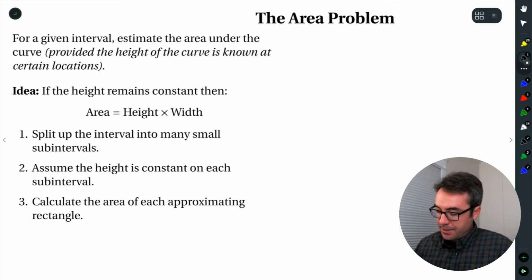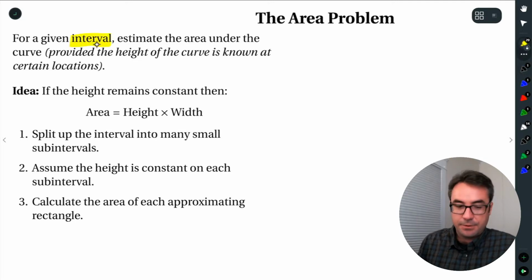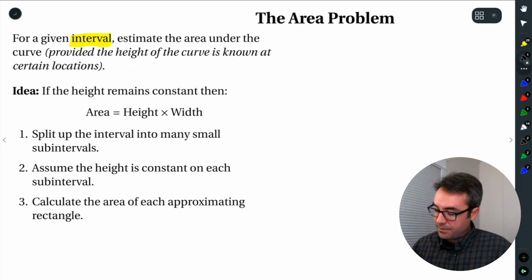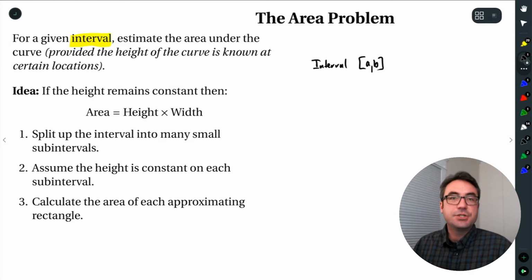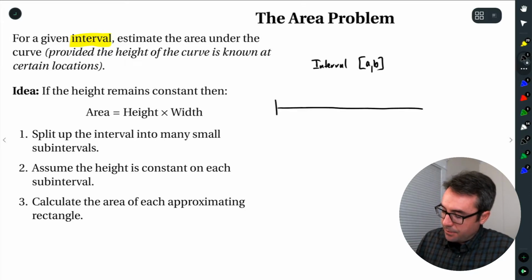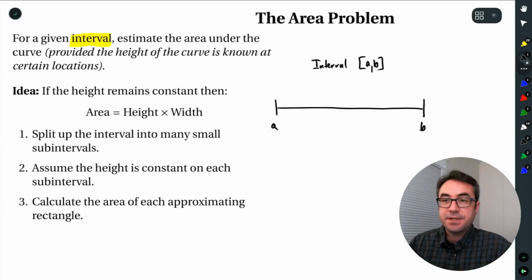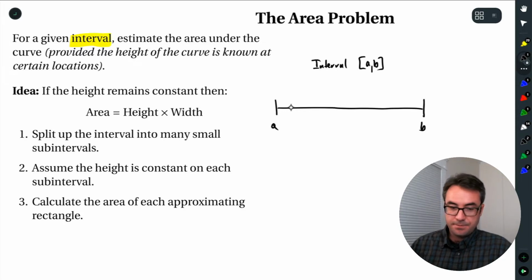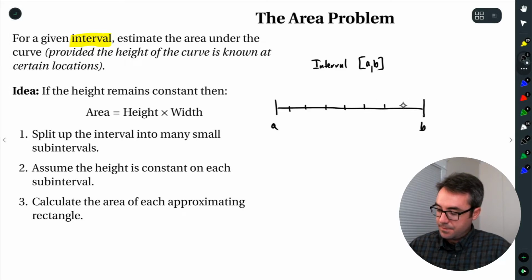Well, the first part here is we have an interval that we're talking about. So again, we're talking about an interval from A to B. In general, an interval from A to B. And what we're going to do is take that interval from A to B, and slice it up. We're going to split it up into many smaller subintervals, just like we did with distance. And a lot of times we make these all equally spaced.